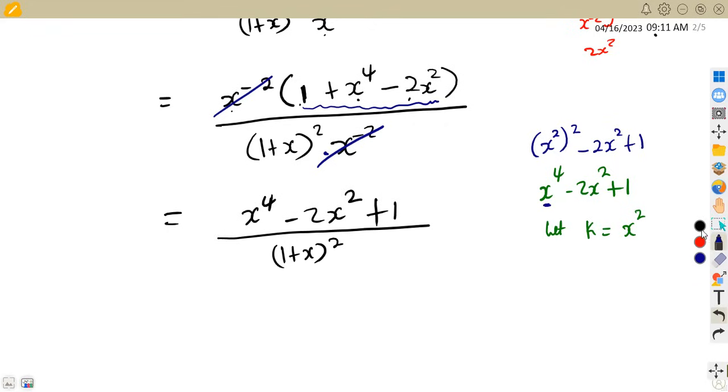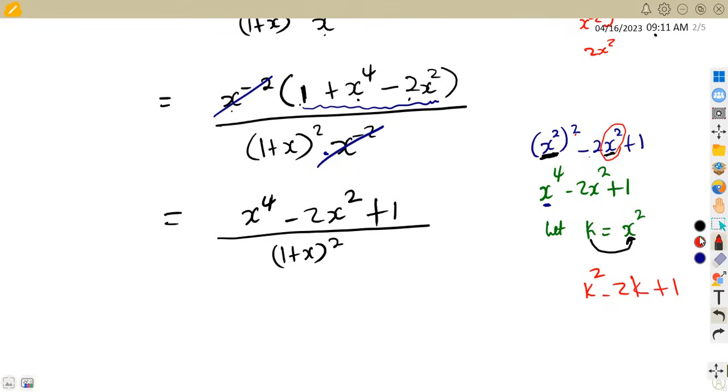This whole part, we are now having x squared. So this x squared is now represented by k. So meaning to say, in place of x squared, I'm going to write this as k. So this is going to be k squared. We have got k squared minus 2k. Remember, x squared is represented by k. So this is going to be 2k plus 1. We are now having a normal quadratic expression that we are used to, where we can factorize this.